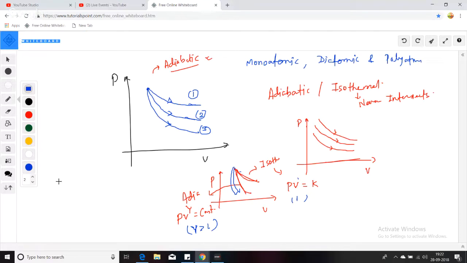And we know the value of gamma is maximum for which one? The value of gamma is maximum for monoatomic, then we have diatomic, and then polyatomic. So for the maximum value of gamma, the graph will be lowest. So the third represents monoatomic gas, the second represents diatomic gas, and the first represents polyatomic gas. Is it clear? All of you understood this?